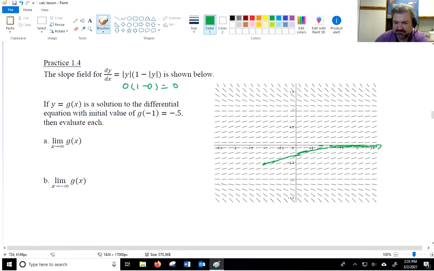Likewise, we seem to have something happening at negative 1. If we end up with a y value of exactly 1, we get a slope of 0. So as we're approaching 1 going this way as well, giving us that kind of shape. So the limit as x approaches infinity appears to be 0, but the limit as x approaches negative infinity appears to be negative 1.